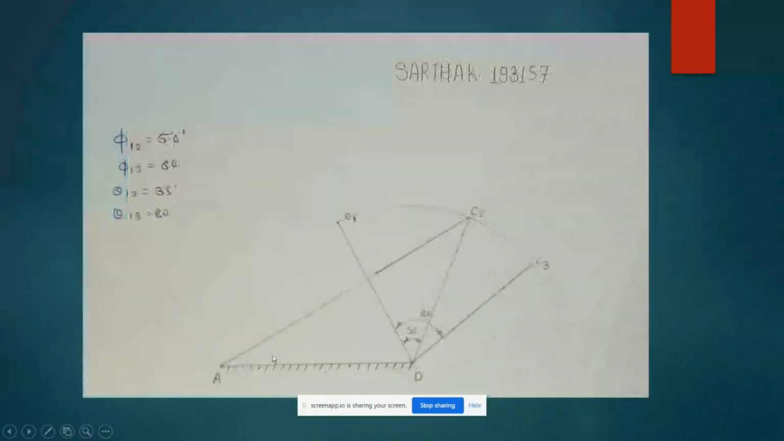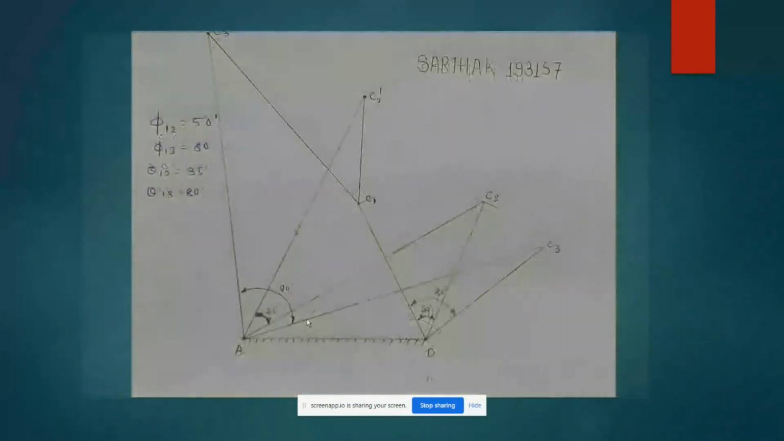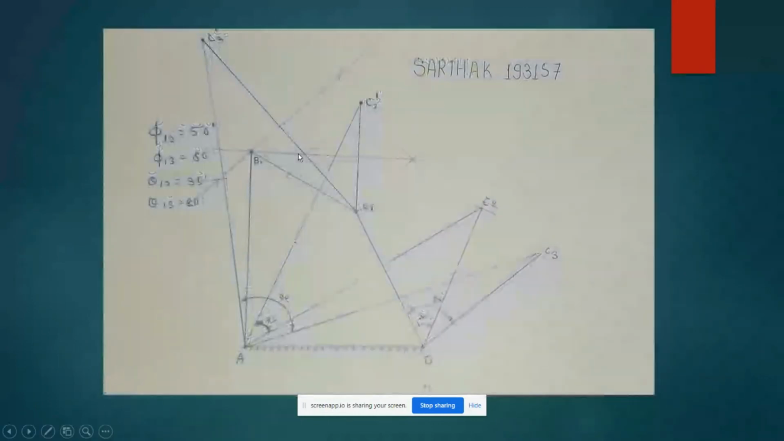After that, join AC2 and AC3 and rotate this AC2 by 35 degrees in anticlockwise direction and AC3 by 80 degrees in the anticlockwise direction. So we will get the C2 dash and the C3 dash as final points. So now join C1 B1, C1 C2 dash and C1 C3 dash. After joining them, finding the perpendicular bisectors for the C1 C3 dash and C1 C2 dash, we will get the intersection point which is B1.